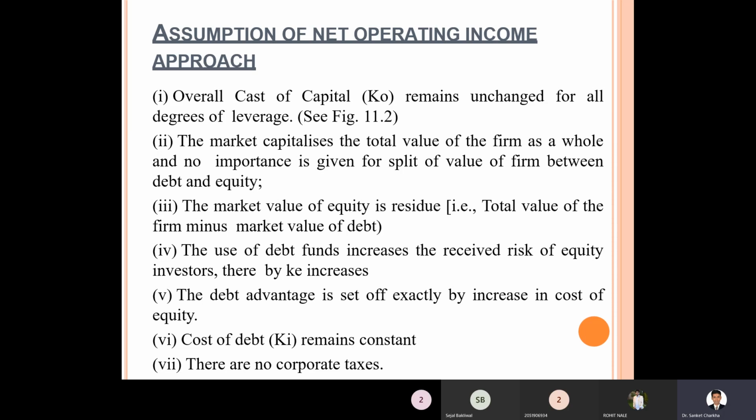Fifth perspective, the debt advantage is set off exactly by the increasing cost of equity. So whatever the cost of equity is, your debt advantage is automatically set off by the increasing cost of equity. Next perspective, the cost of debt remains constant. At every point of time, KI, that is the cost of debt, always remains constant and does not change. And lastly, there are no corporate taxes, as it is a general assumption with respect to all theories. So there is an absence of corporate tax, income tax or any type of tax.